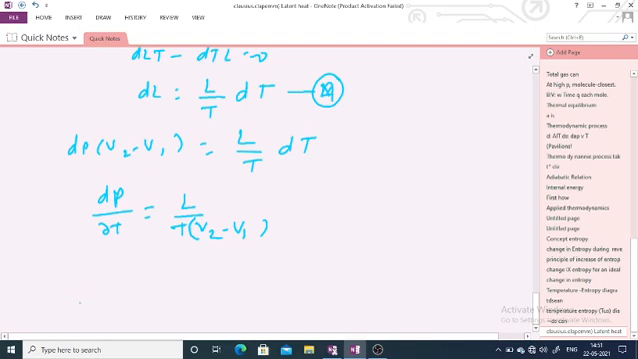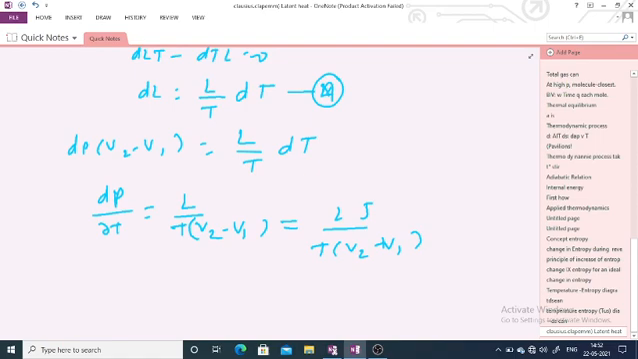So if your work done is expressed in joule and if you measure the heat in calories, then this equation changes to L into J divided by T (V2 minus V1). So J is the mechanical equivalent of heat. If work done and heat are measured in different units, that is heat in calorie and work done in joule, then you can write it this way, otherwise no.